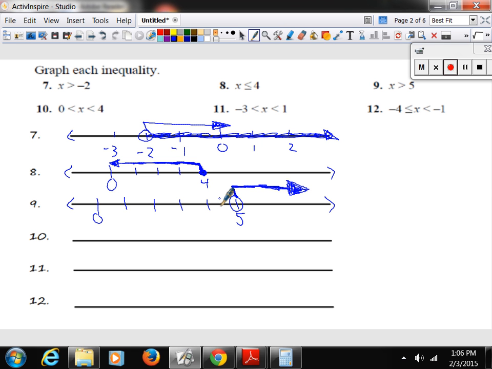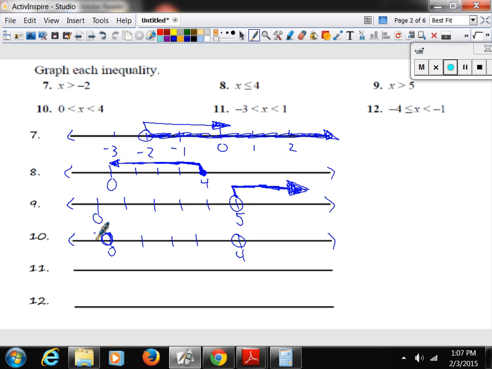Number 10. This one is where we have 2 numbers, so what do you think here? Okay, so you write 0 and 4, and then you put an open dot over 0, an open dot over 4, and you shade it. Okay, so open on 0 and open on 4. Good, it should be open.